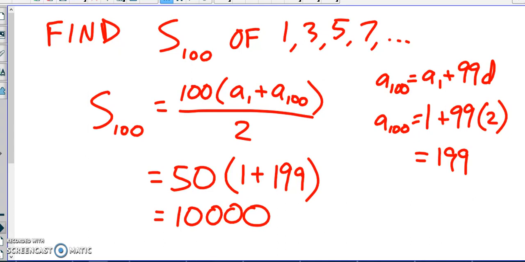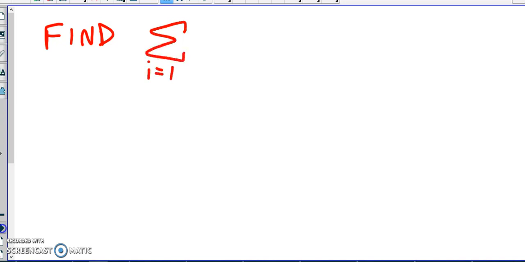Okay, last one before we go. I'd like to find the sum from i equals 1 to 25 of 5i minus 9.